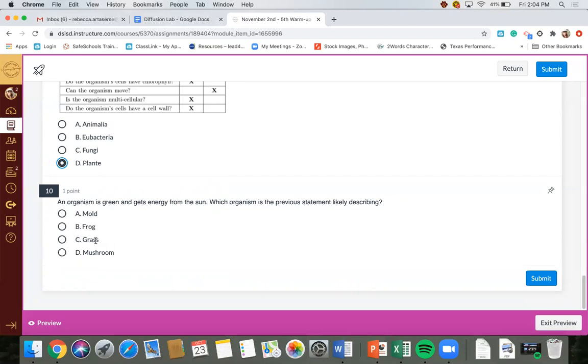C, grass. Grass is green and grass is a plant, so it's an autotroph, so that means it's going to get its energy from the sun in order to perform photosynthesis. So C is looking like a good answer. And then just to double check, D, mushroom. Remember, again, a mushroom's a fungus. It's a decomposer. It's breaking down dead organic matter and eating it to get its energy. It's not photosynthesizing. So C is the correct answer.